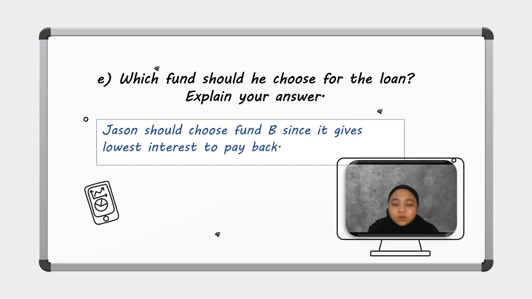Which fund should he choose for the loan? Explain your answer. Jason should choose fund B since it gives the lowest interest to pay back.